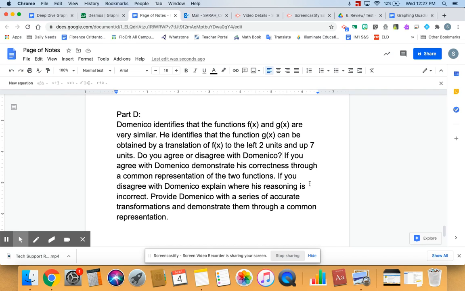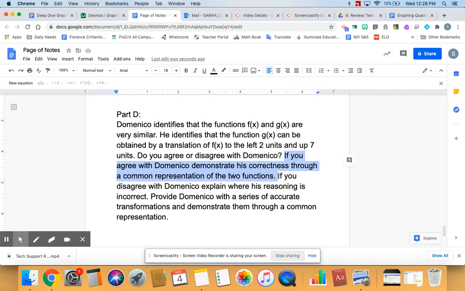So that's that transformation stuff that I told you they brought into the test. So the easiest thing to do, like I told you, is to graph both of them. Look at them on a graph and tell me to go from the F to the G. Are you going to go left 2 and up 7? If the answer is yes, then it says if you agree with them, then demonstrate, so that means show his correctness through a common representation of the two functions.